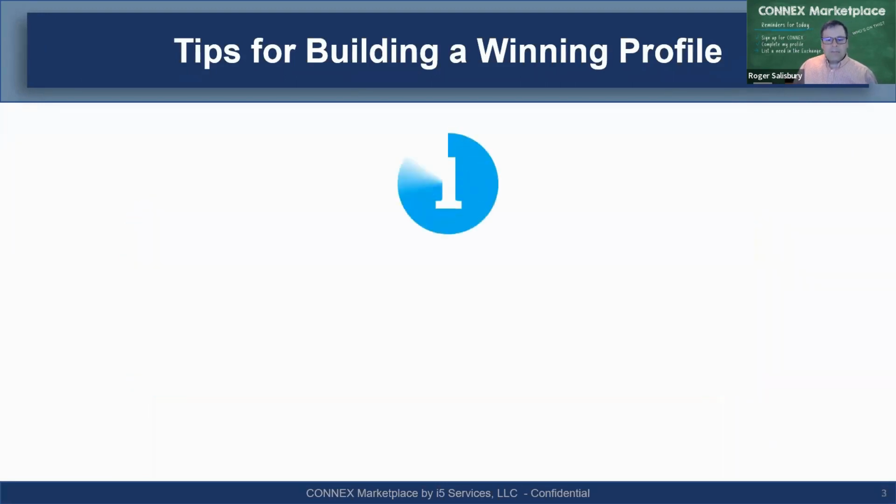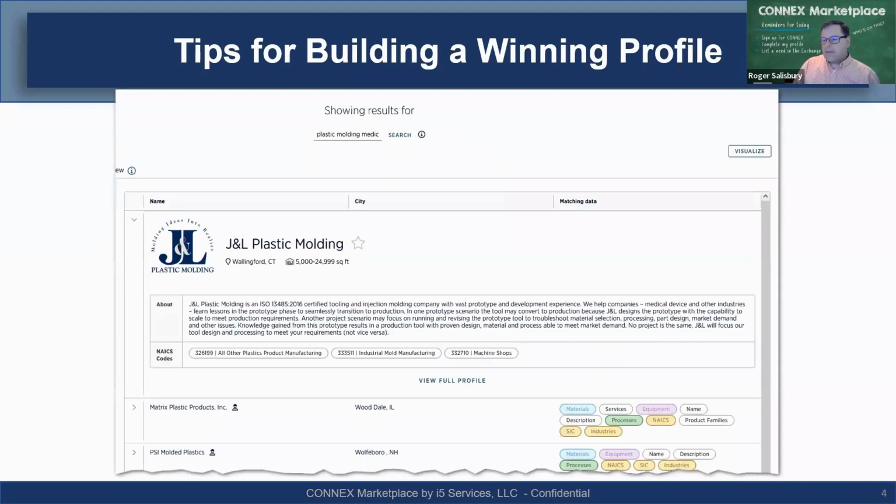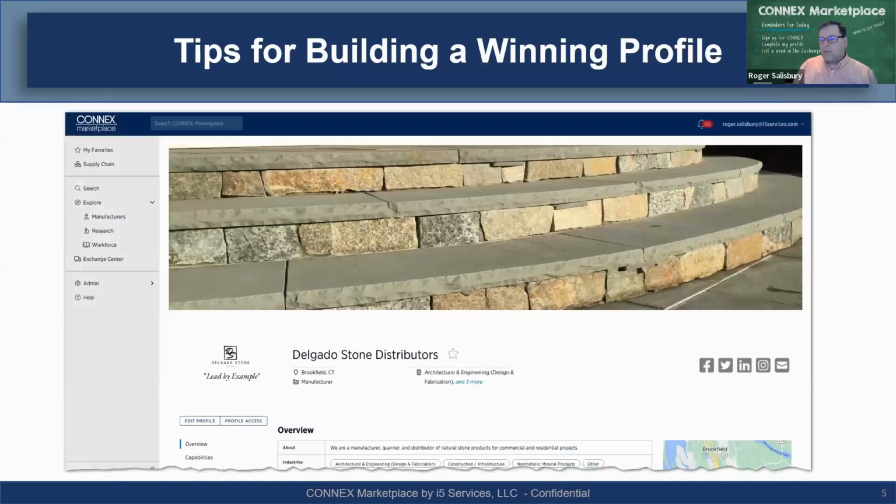First of all, number 1, let's dress it up with a logo and a header image. And so what do I mean by that? Well, as we look at a company here in the search results, the abbreviated version of the profile will automatically display the logo in the top of the summary view. But likewise, when the full view of the profile is being displayed, both the logo and the header image will show. I'm going to talk a little bit about what I'm seeing here.